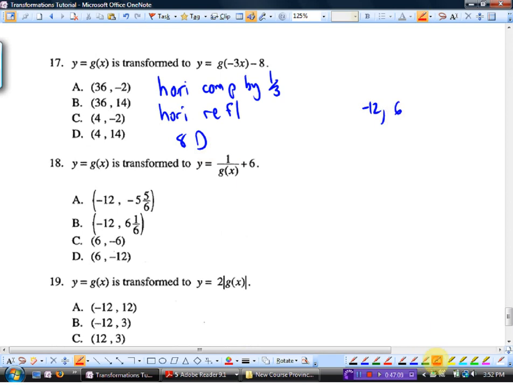And once again, I'll just work my way outwards. Horizontal compression by 1/3, that's going to become negative 4. Horizontal reflection, that's going to become positive 4. 8 down, that's going to become negative 2.